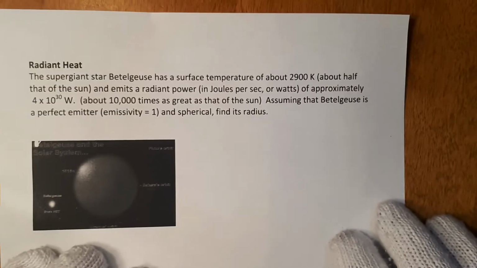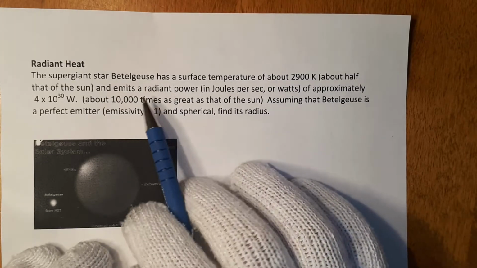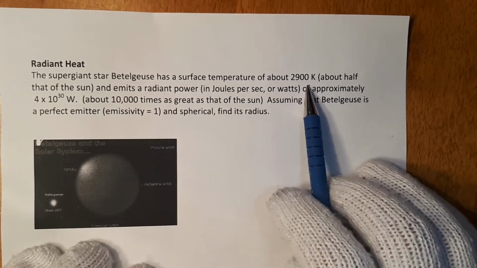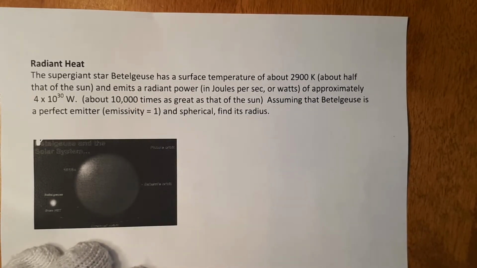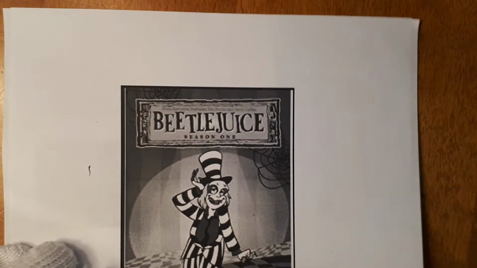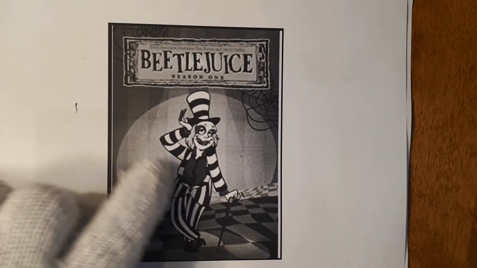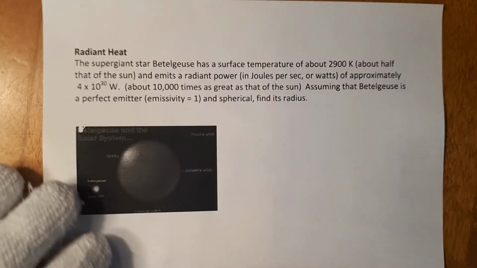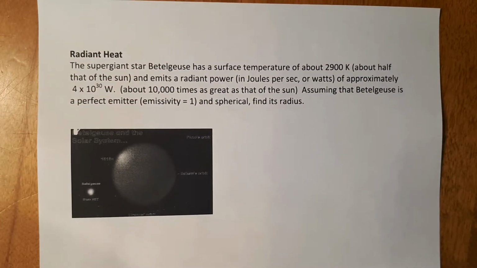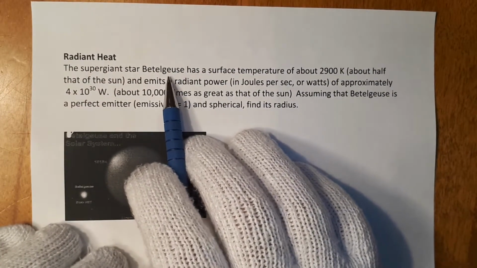Let's have a look at our word problem today. The supergiant star Betelgeuse has a surface temperature of about 2900 K. Whenever I see this word, I'm always reminded of the movie Beetlejuice. Here it is. I like this movie, and I like to say the name Beetlejuice. So I'm going to take some literary freedom and simply pronounce this Beetlejuice.